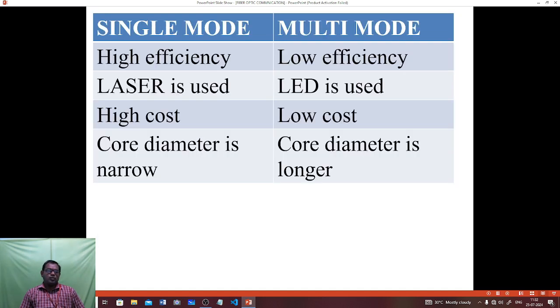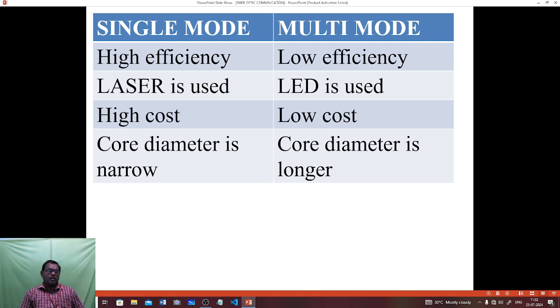And the laser is used for single mode and the LED is used for multi-mode. Laser, meaning light amplification by stimulated emission of radiation, is used for a straight line, that is, only one path for single mode. And we know that LEDs have different types, different colors and different kinds. Light emitting diodes are used for spreading the light, that is called multi-mode.